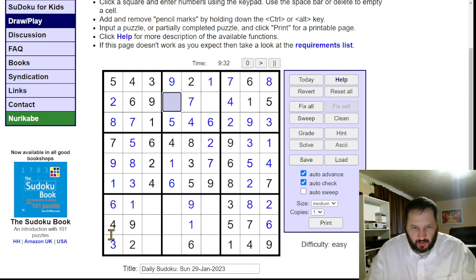Alright, so now we're going to look for pairs. See these 4s? 4 across the bottom, 4 across the middle, 4 down the left side. So this is the only spot left for a 4. Let's see what else we have. We have a 2 across the bottom, 2 across the top, and a 2 down the right side. So the middle left is the only spot left for a 2.